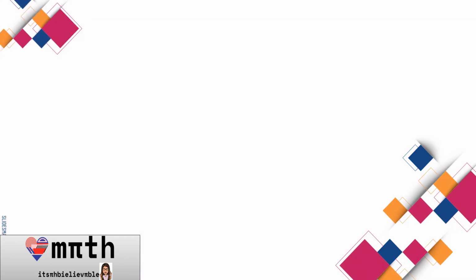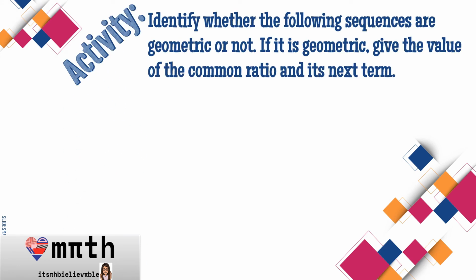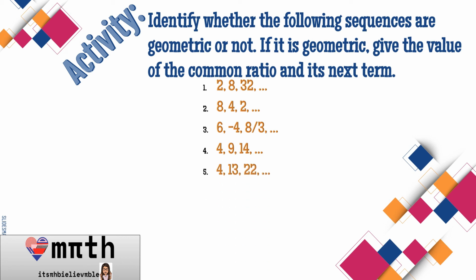Since we're done with our examples, let's have the activity. Identify whether the following sequences are geometric or not. If it is geometric, give the value of the common ratio and its next term. Number 1, 2, 8, 32. Number 2, 8, 4, 2. Number 3, 6, negative 4, 8 over 3. Number 4, 4, 9, 14. Number 5, 4, 13, 22. Number 6, 3, 9, 27, 81.